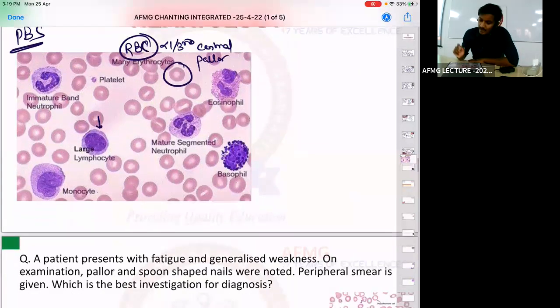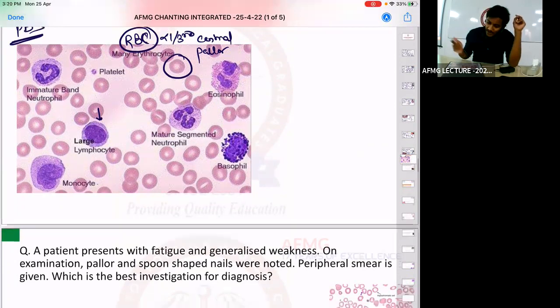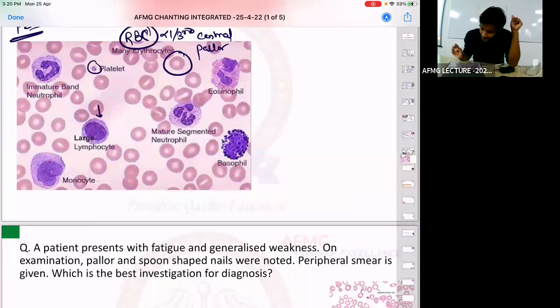Now, if the central pallor is absent and the RBCs are completely red, it is suggestive of spherocytes. And spherocytes, as I told you, are seen in children as hereditary spherocytosis, and in adults as autoimmune hemolytic anemia.